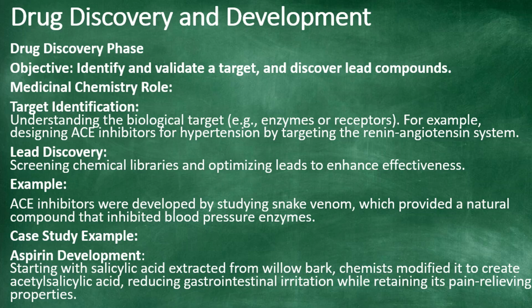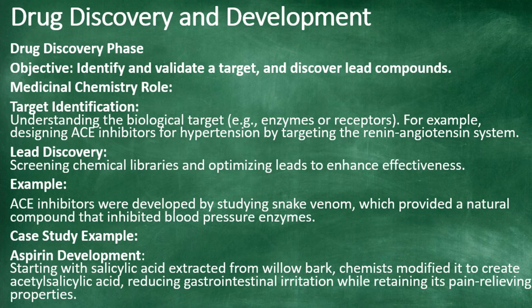Next, we have lead discovery. This involves screening chemical libraries and optimizing potential leads. And here's a fascinating example. ACE inhibitors were inspired by snake venom. Yes, snake venom. Scientists discovered that certain venom compounds naturally inhibited blood pressure enzymes. By refining these compounds, they created the life-saving drugs we know today.